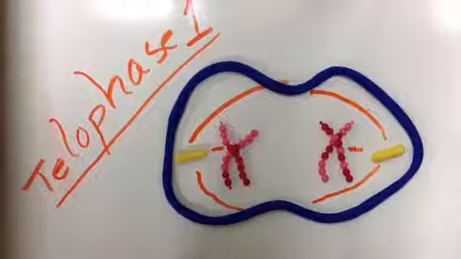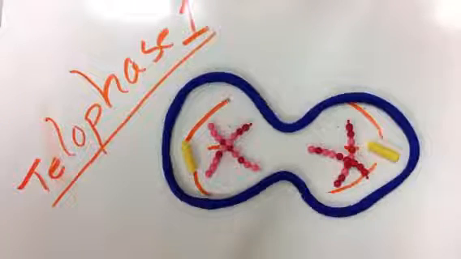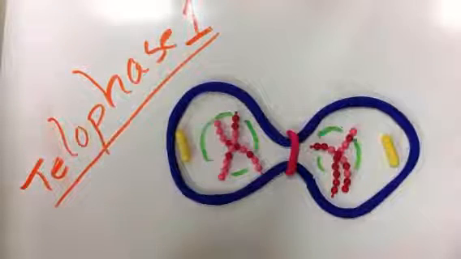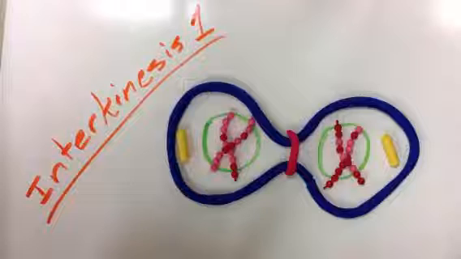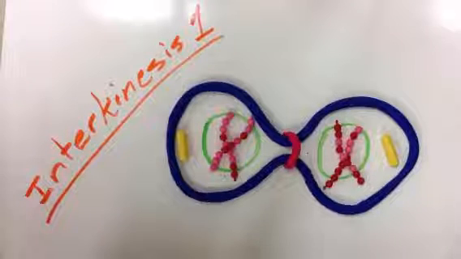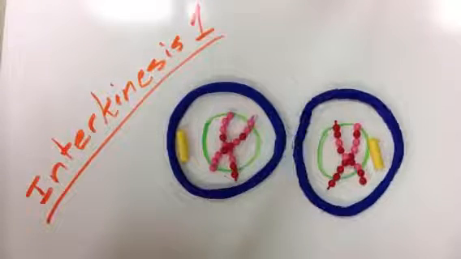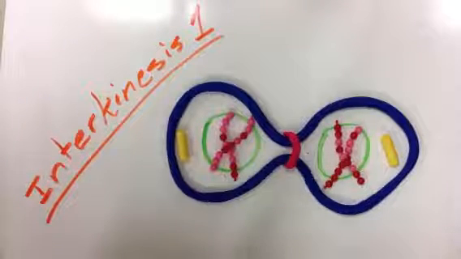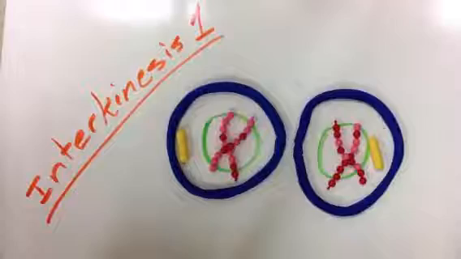In telophase, 2 haploid daughter cells begin to split apart. Please note that they are not identical to the parent cell. Last but not least is interkinesis. This is a sort of interphase for the cell. It rests and prepares itself for the second nuclear division, but DNA replication does not occur here.